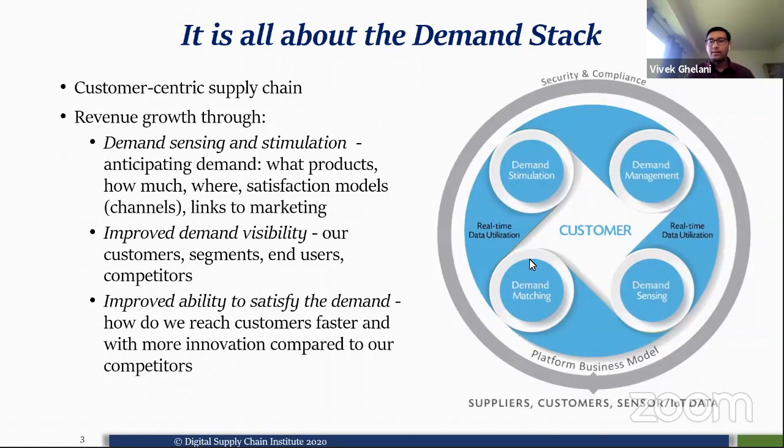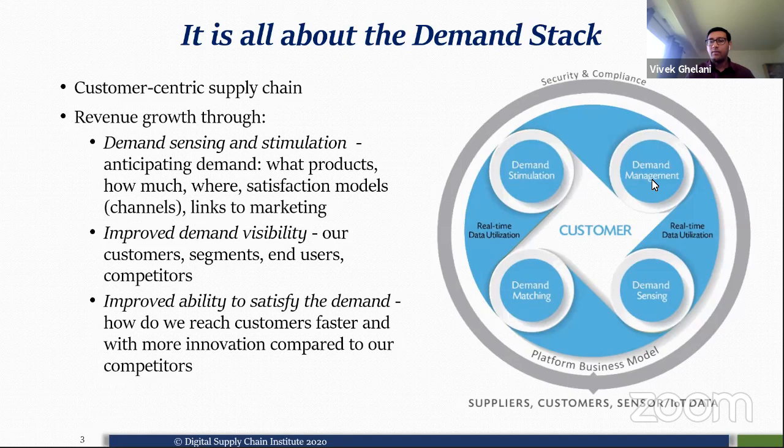So if you look at the right, let's start with the bottom left corner, which is demand matching. This is what companies have always done and are currently doing, and it is definitely an important part of matching what products you have to what the market currently needs and wants. If you look at the top left corner, which is demand stimulation, that is a really important part and connects to the digital supply chain and the whole idea of revenue growth.